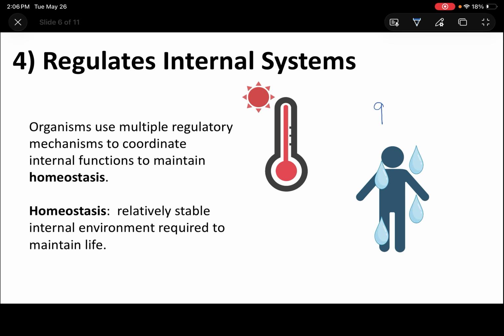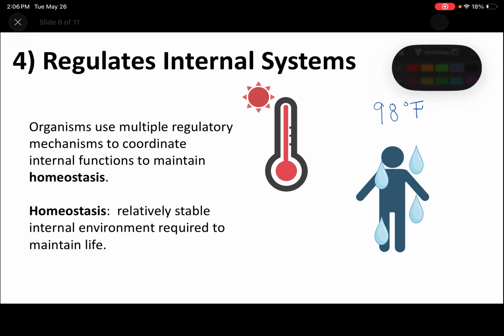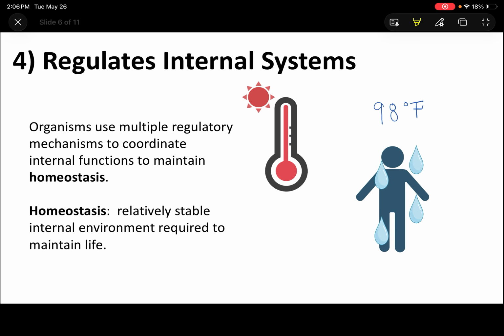So for example, humans, we like to stay right around 98 degrees Fahrenheit. And so in order to maintain that internal temperature, our body has to do different things. We call this homeostasis. Homeostasis is the relatively stable internal environment required to maintain life.